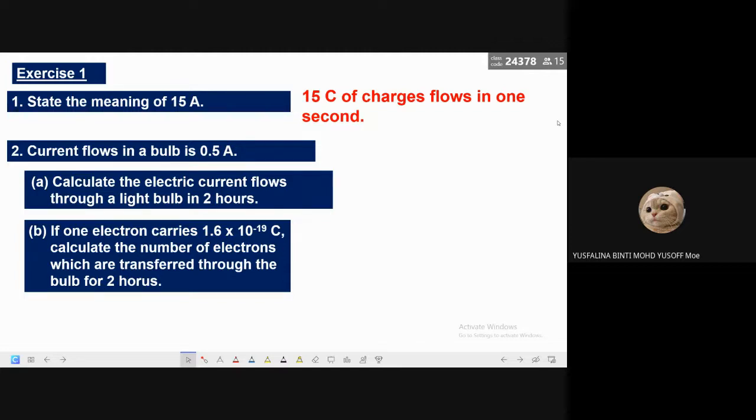The current flowing in a bulb is 0.5 ampere, so I is 0.5 A. Calculate the charge that flows through the light bulb in 2 hours. Now your t is 2 hours, but remember it has to be in seconds. So you need to change it to seconds. 2 times 60 to change to minutes, and again to seconds. So it becomes 7,200 seconds.